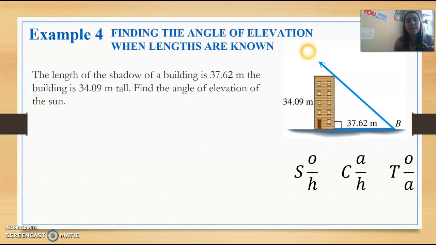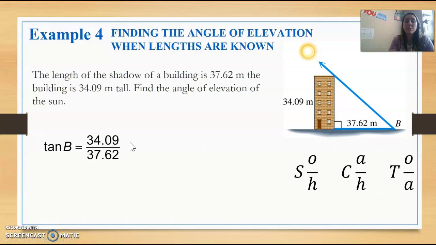We have the side lengths, but we're looking for the angle. It says the elevation of the sun, which would be this angle right here, B. It's even labeled for us, so it's a good indication. I've got the adjacent side, I've got the opposite side, but no hypotenuse. If you remember the song, no hypotenuse, that must be tangent. So we are going to use the tangent. The tangent of angle B is going to be equal to opposite over adjacent. So we've got that right there.